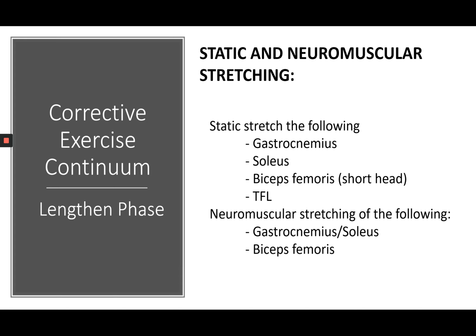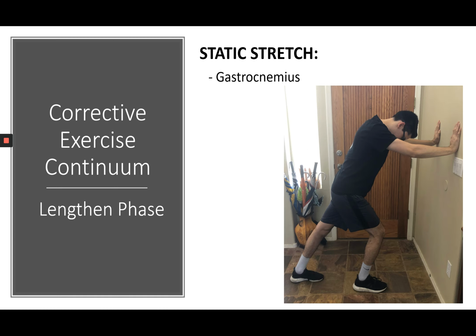So the lengthen phase, this is the phase where static and neuromuscular stretching is performed to increase range of motion, which is awesome. And so we did the gastrocnemius, soleus, biceps femoris, and tensor fascia lata. So the first one here, we looked at the gastrocnemius, and so the hands on the wall and pushing into that lunge position until you feel that stretch in the back leg.